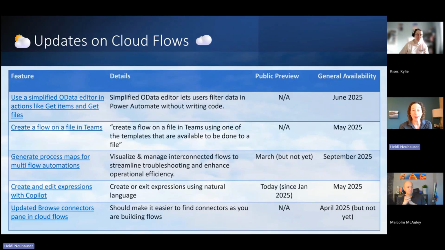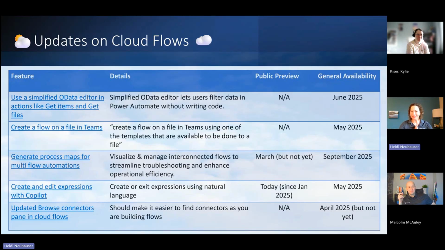The last update here in the wonderful world of cloud flows is update browse connectors pane in cloud flows. So allegedly, this is going to make it easier to find connectors as you're building your flows. I think it's a cool idea. I think it's buggy. I feel like I've seen it sometimes and I can't recreate it. So now I'm just wondering if I was dreaming about it. But GA for this is supposed to be April, but it's not here yet.